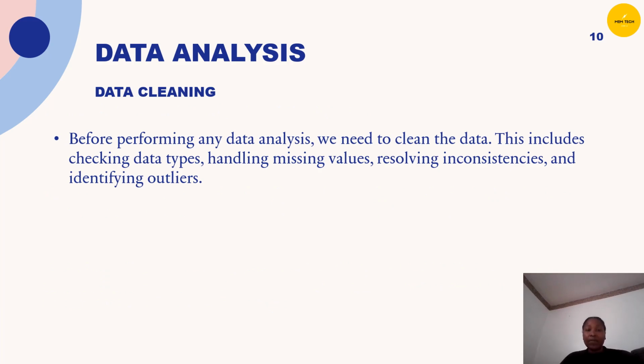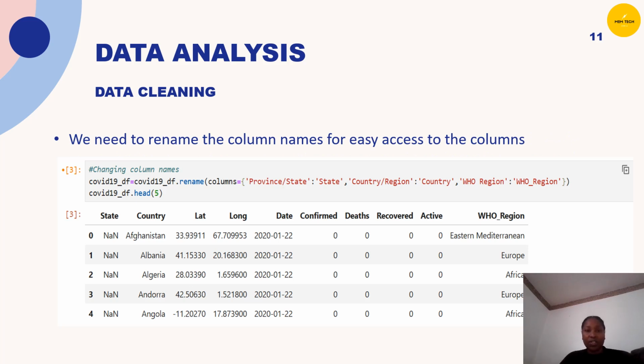So data cleaning. For every data analysis, before we do any analysis, we have to do data cleaning. This includes checking data types, handling missing values, and then resolving inconsistencies and identifying some outliers. If there is some data out of the range, like very small in amount or very far from the given range of data, then we call this data an outlier or sometimes an inconsistency.